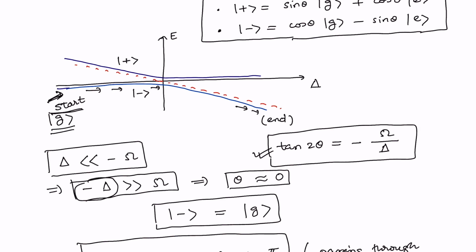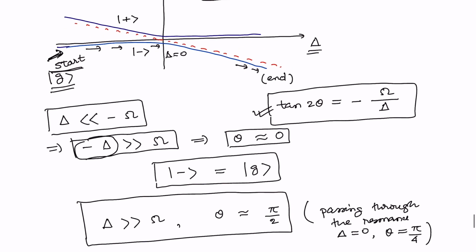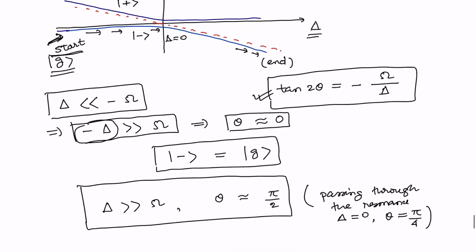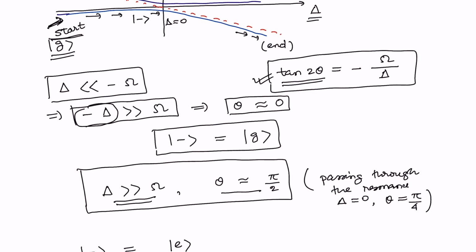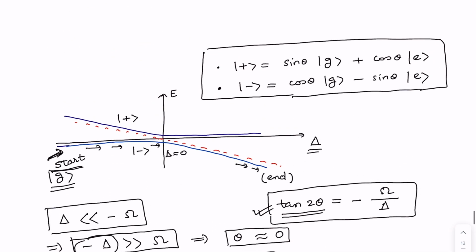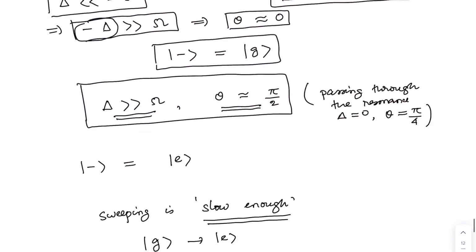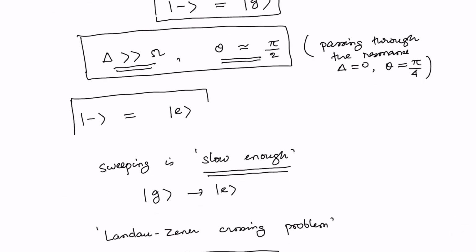Now let us sweep the laser frequency, that means change the detuning parameter delta very slowly through delta equal to 0. If we cross delta equal to 0 very slowly by changing the laser frequency, then when delta is much greater than capital Omega, again from the expression tan 2 theta equal to minus capital Omega by delta, you can see that the angle becomes theta equal to pi by 2. If you put theta equal to pi by 2 in the expression for |−>, you will find that the dressed state |−> is equal to |e>. That means the atom is now going over to the excited state. Interestingly, you are still remaining in the dressed state |−>, but you are going from the ground state to the excited state.